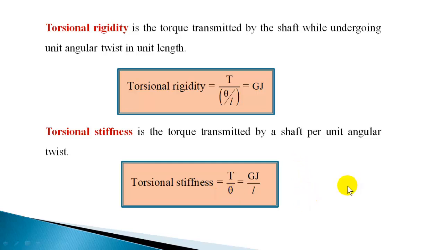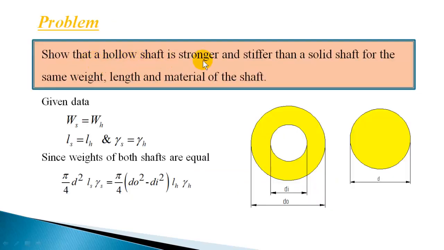Let us work out an example. Show that a hollow shaft is stronger and stiffer than a solid shaft for the same weight, length and material of the shaft. So it is given that weights are the same, lengths are the same and materials are the same, and one is a solid shaft, another one is a hollow shaft. You have to prove that the hollow shaft is stronger and stiffer than the solid shaft. So the condition given is that the weight of the solid shaft is equal to the weight of the hollow shaft, and lengths are the same.